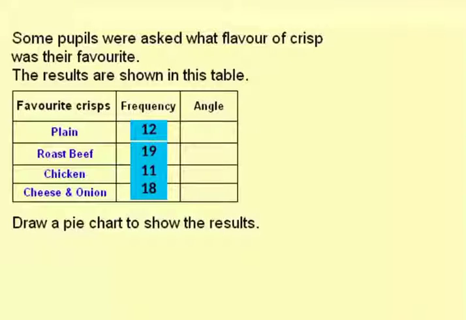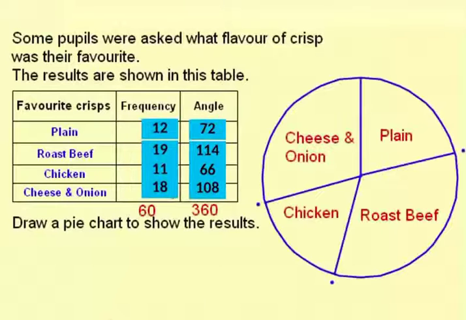Here is a question for you to try. Press pause and have a go at it. When you are ready for the answer, press play. Your working should look like this. Before you draw the pie chart, you can check that your angles are right because they should add up to 360 degrees. Your finished pie chart should look like this.